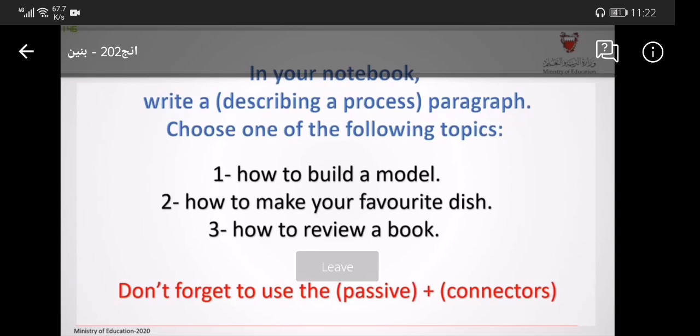Please don't forget to use the passive form and connectors because those are the two most important aspects and things in writing and describing a process paragraph.